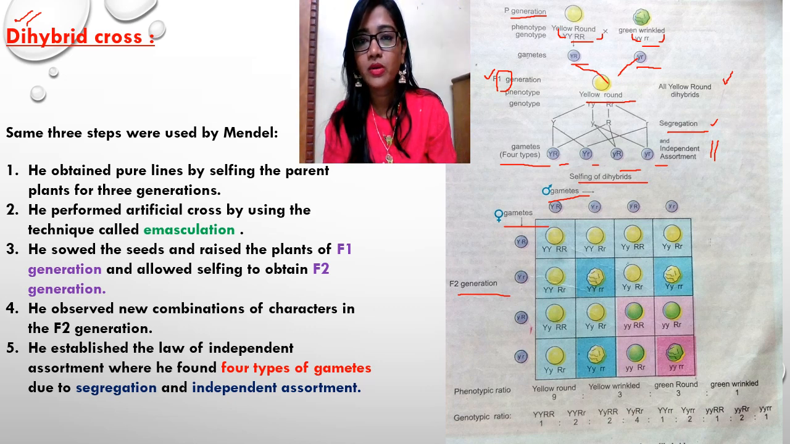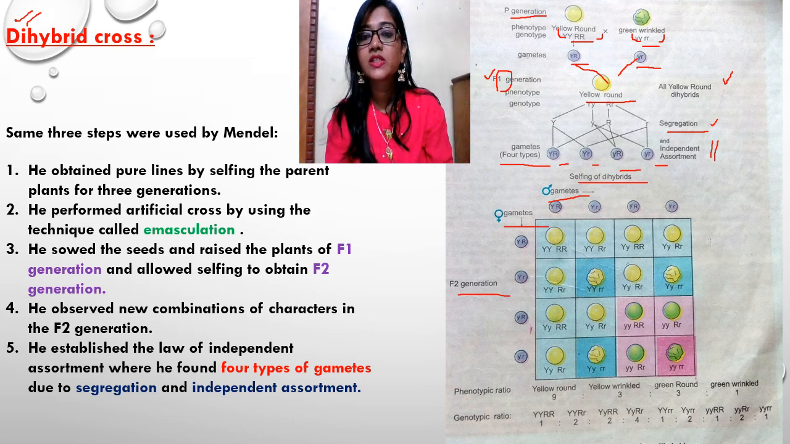So we have capital Y, capital R, capital Y, small r. These are the combinations. Then small y, capital R, and small y, small r. So these are the combinations which he got in the F2 generation, that is the second filial generation, including characters which were not present in the parental generation. For example, Mendel started with the yellow round and the green wrinkled seed.